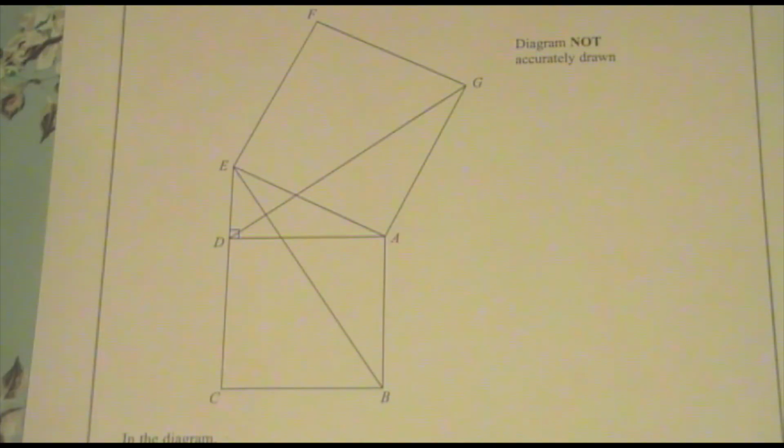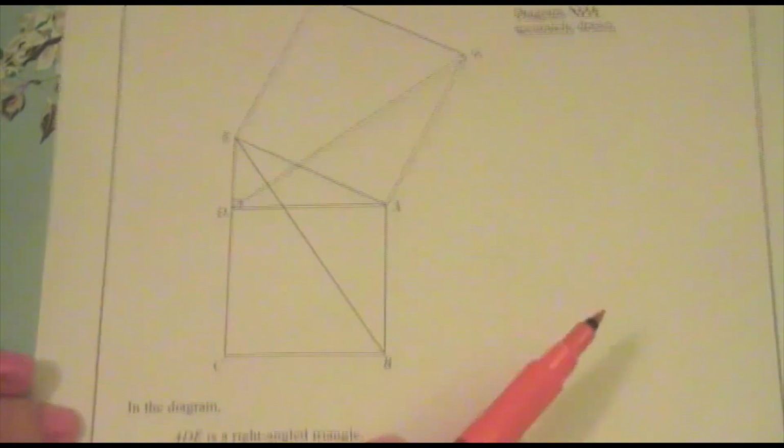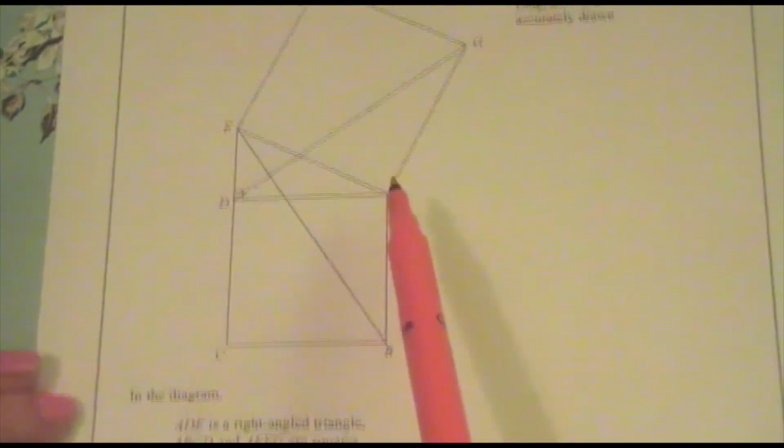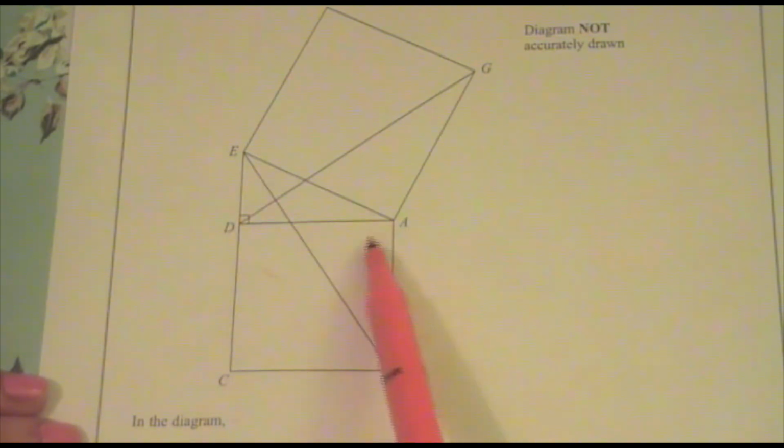So in question 22, it says that in the diagram, this one here, ADE, so ADE is a right angle triangle.